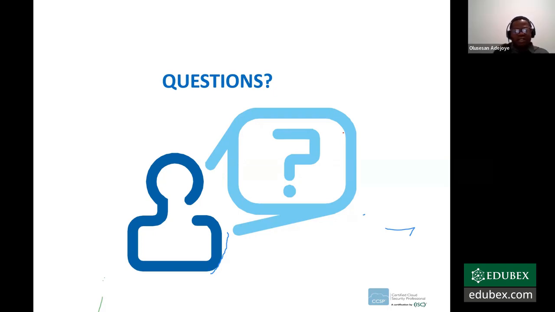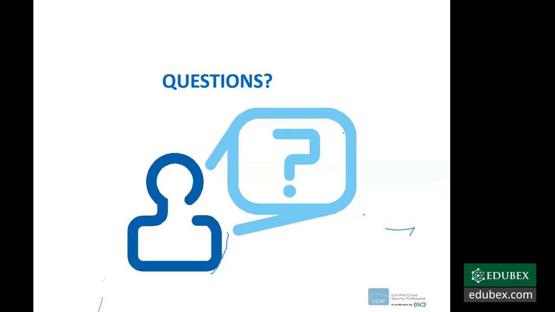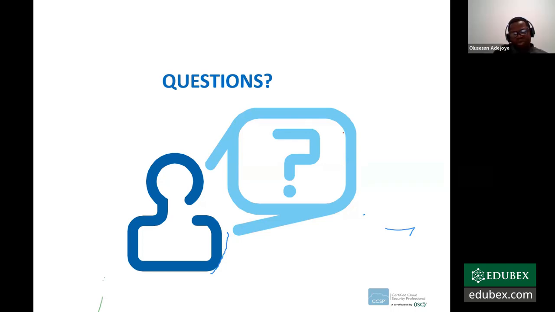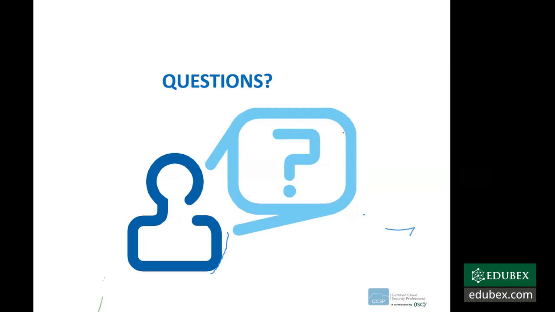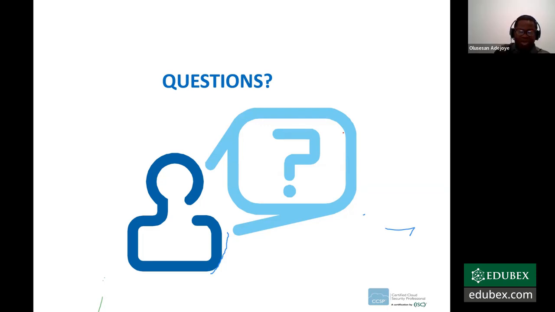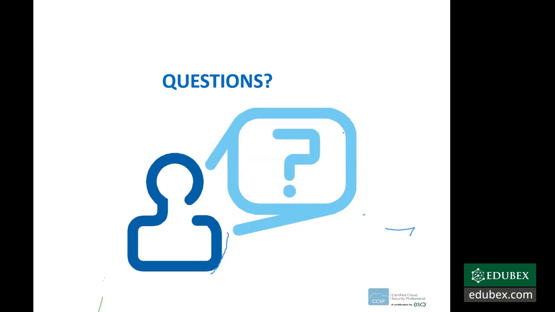Okay, that's not a challenge, but you can always reach me on LinkedIn. Just type my name, Salami Olusesan Adejoye. Join me on LinkedIn, and go to contact, you will see my number there. Once you send the connection request, I'll accept you. My UK number is there, and that UK number is also a WhatsApp number. Okay, that's good. That's wonderful.